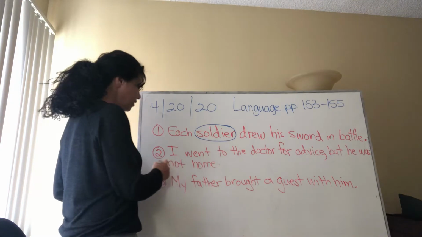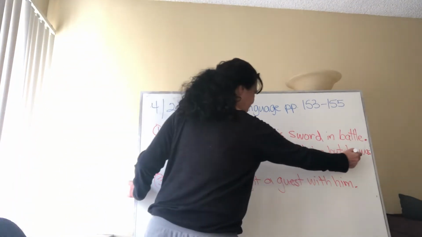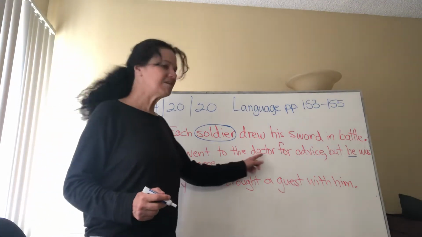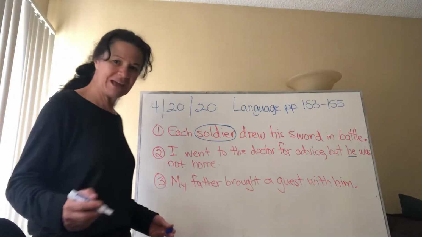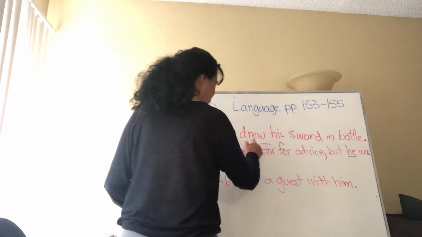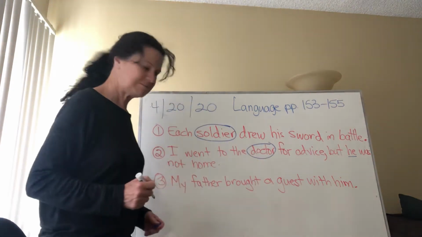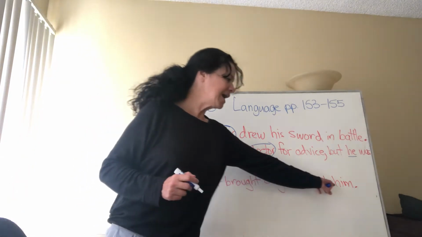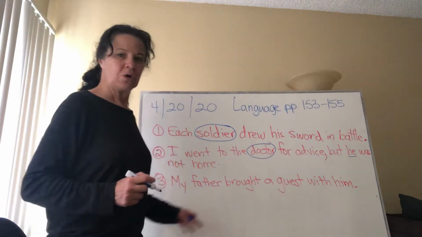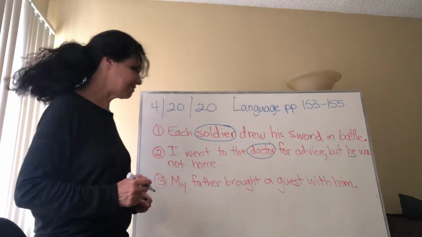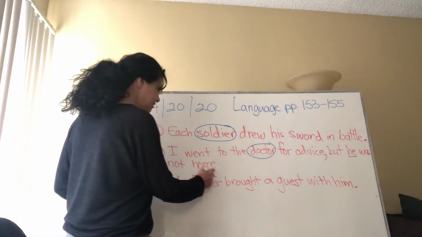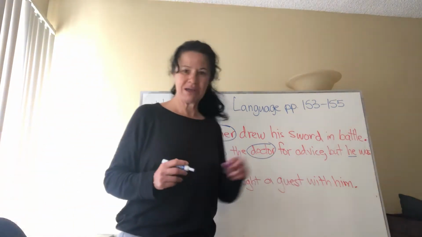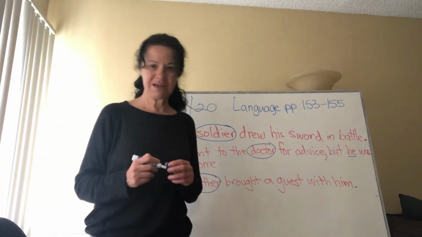Our pronoun in number 2 is the word he. Who is a he? I went to the doctor for advice. Who's the he? Good. Doctor. So you circle doctor. Number 3, my father brought a guest with him. Who's him in this sentence? What is the antecedent? Good. Father. Not guest. The guest didn't bring a guest with him. The father brought a guest with him.